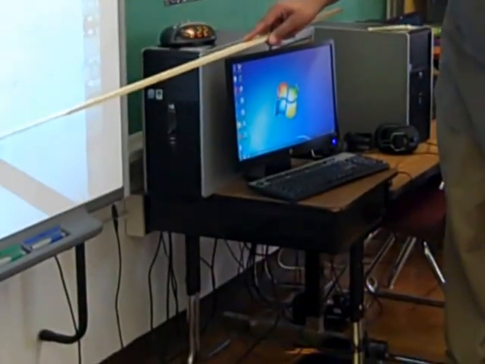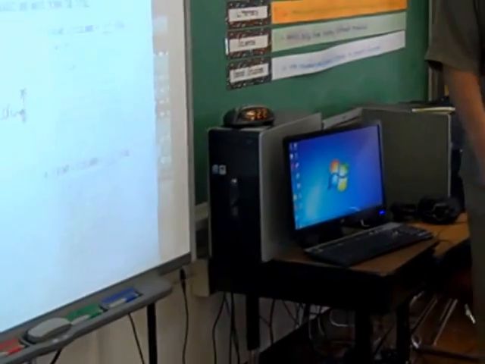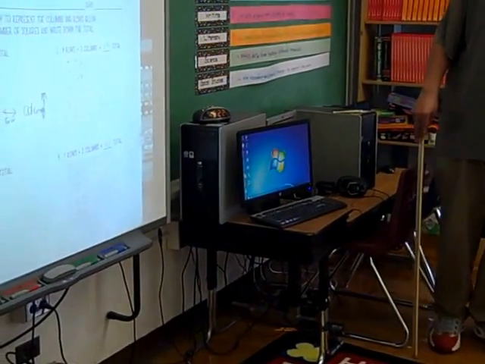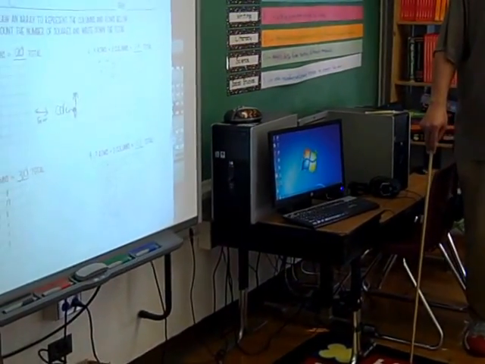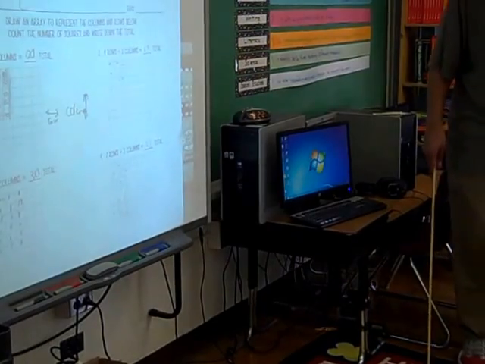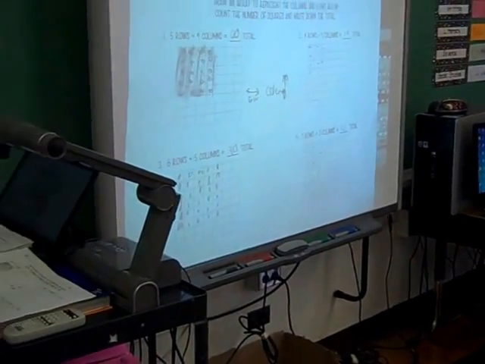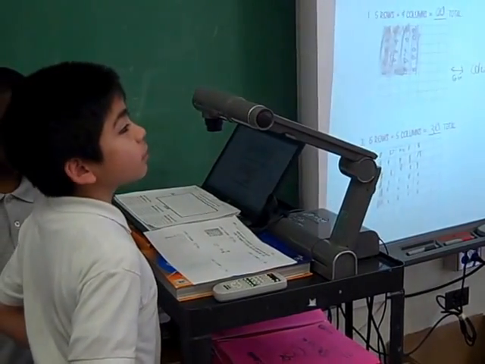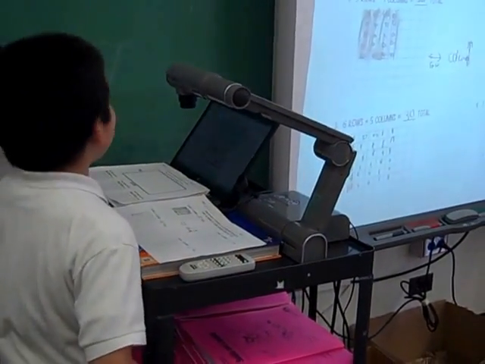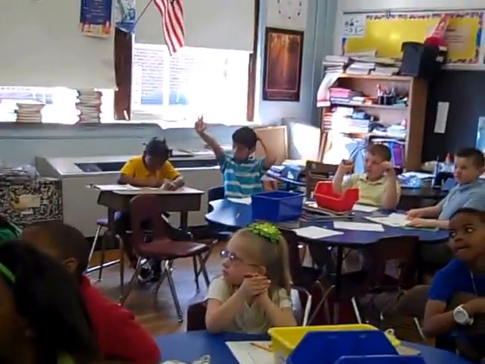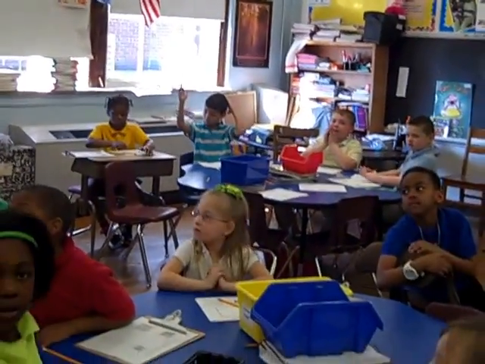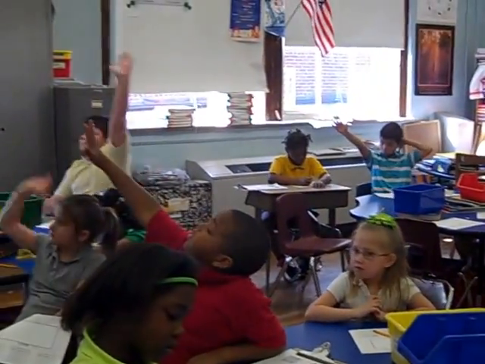1 row, 2, 3, 4, 5. They're correct. They drew 7 rows. Go ahead. And I drew 3 columns and 21 total. Excellent. What is 3 times 7? 3 times 7 equals 21. Excellent. Give them 2 claps. Let's give them 2 claps. Excellent. Let's see one more person's work.